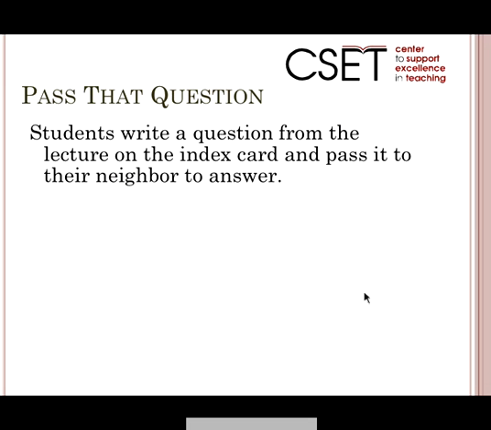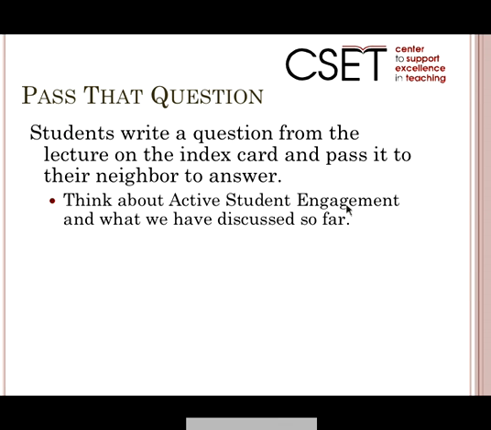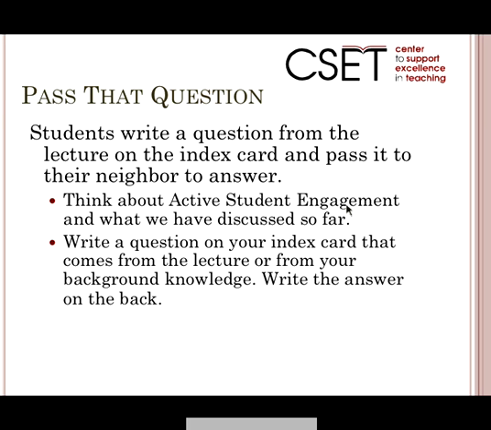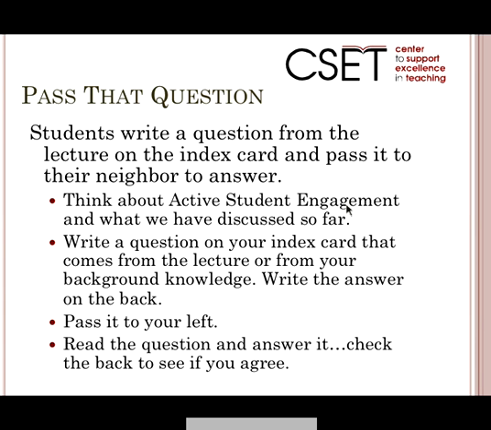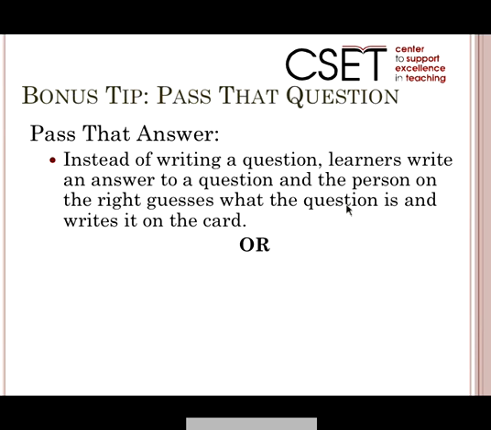The next strategy is pass that question. This is really a fun thing for kids to do. They're going to write a question from the lecture on an index card and then pass it to their neighbor to answer. So here's a question. Think about active student engagement and what we have discussed so far. Write a question on your index card that comes from the lecture or from your own background knowledge, and write the answer on the back. So you're going to have the participants pass that question. They're going to pass it to the left. They're going to read the question and answer it, and then go back to that person who gave them the card and check to see if they agree.